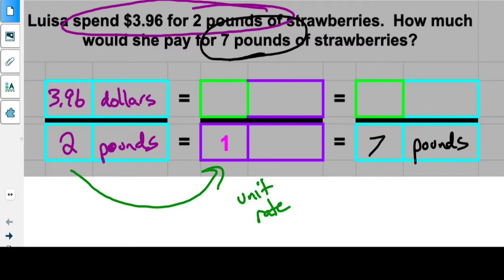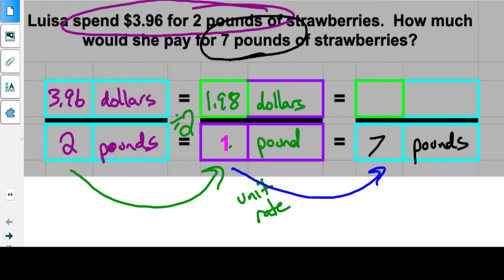Well, remember to divide or to make anything into a unit rate, we always divide by our denominator. So I'm going to divide by 2. 2 divided by 2 is 1 pound. $3.96 divided by 2 is $1.98. So $1.98. So we turn our starting rate into a unit rate. We find out how much it is for just 1.